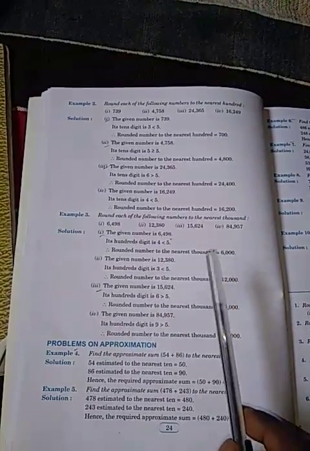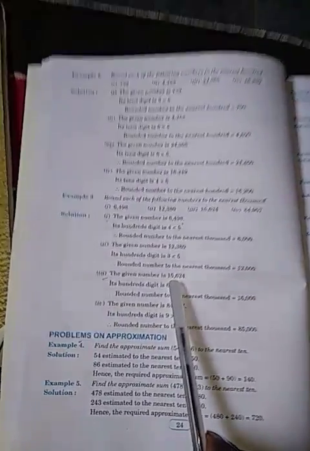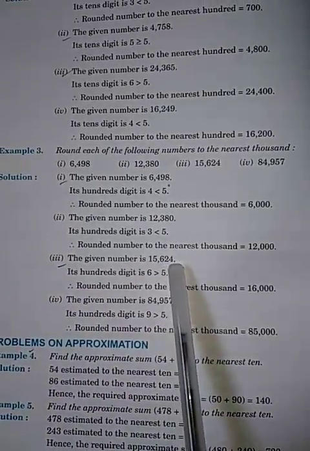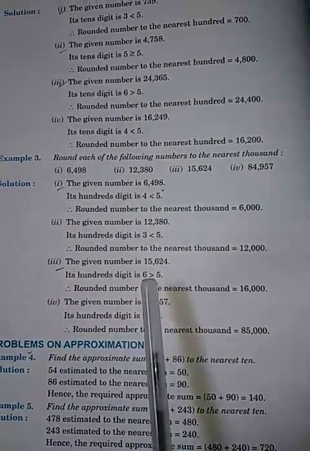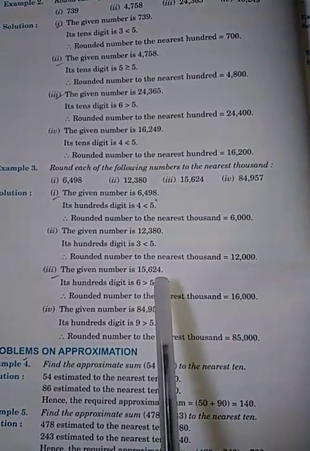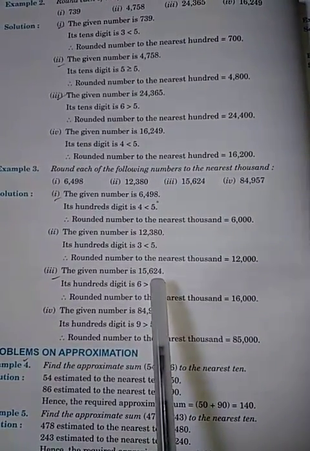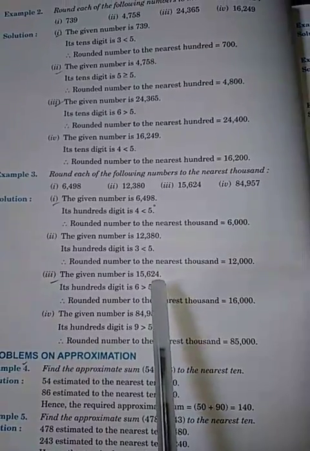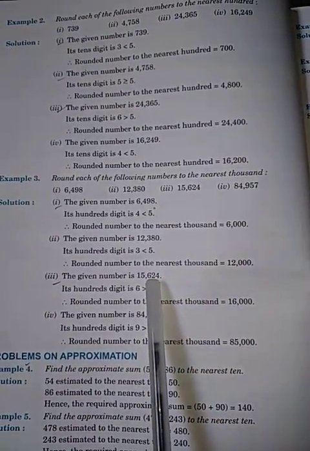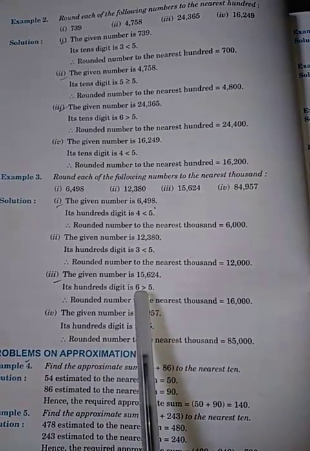Now let's see another number, 15,624. We have to round off this number to the nearest 1000. While rounding off a number to the nearest thousand, we have to look at the 100's place digit. Here the 100's place digit is 6, which is greater than 5.